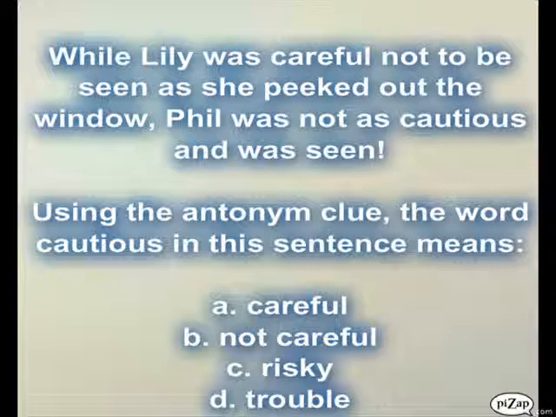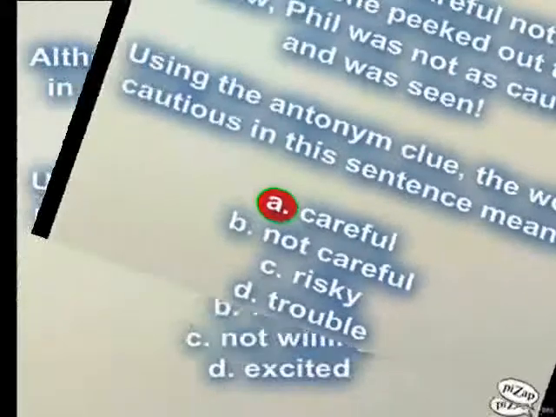Number 1. While Lily was careful not to be seen as she peeked out the window, Phil was not as cautious and was seen. Using the antonym clue, the word cautious in the sentence means letter A. Careful, B. Not careful, C. Risky, or D. Trouble. And the answer is letter A. Careful.